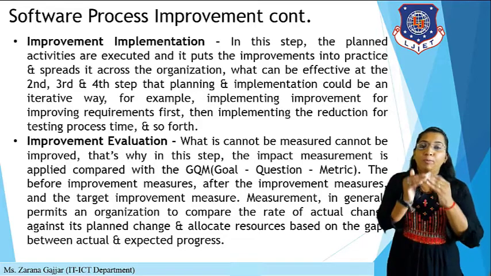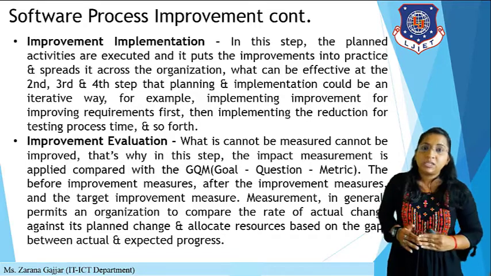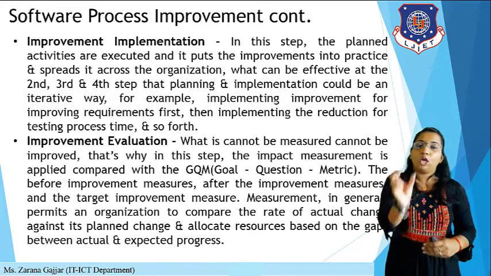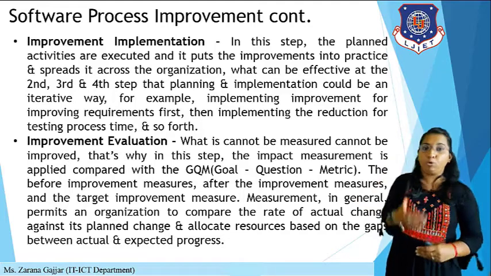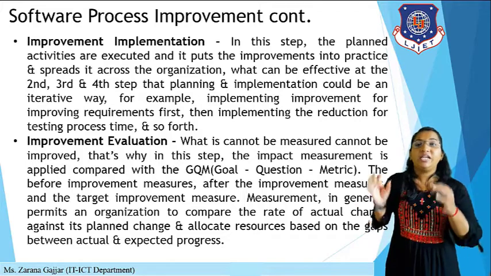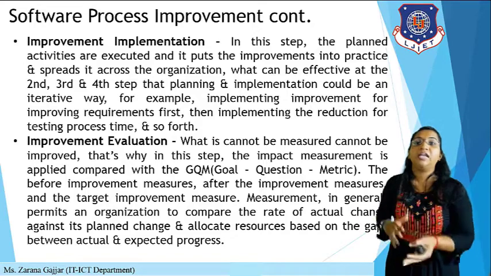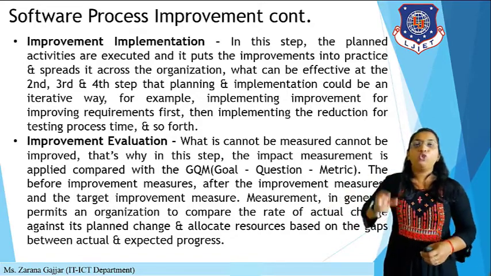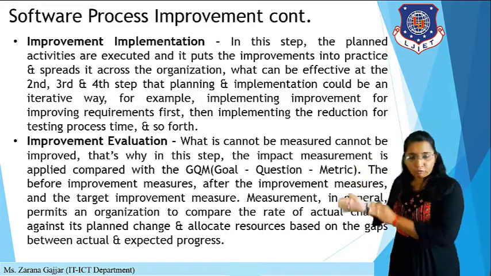And the last is improvement evaluation. What cannot be measured cannot be improved. That's why in this step the impact measure is applied, compared with the GQM, that is goal question metric. The before-improvement measure, the after-improvement measure and the target improvement measure are calculated. Measurement in general permits an organization to compare the rate of actual changes against its planned change and allocate resources based on the gap between actual and expected progress. So that will be the evaluation of improvement.